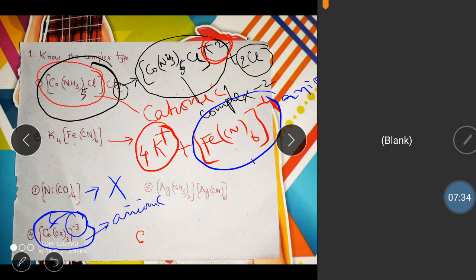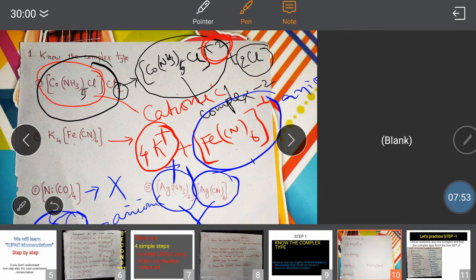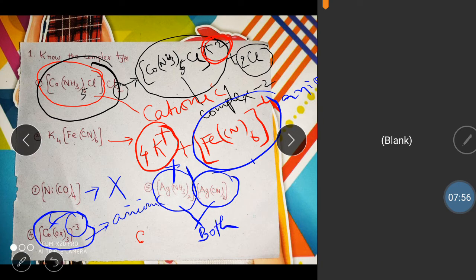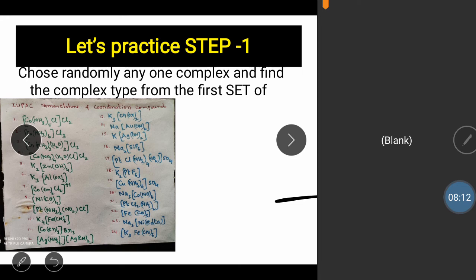Then the last one. If you see, there are two square brackets, one for this and one for this. So this is called a binuclear complex because there are two things here: one is a cation, one is an anion, and both are complex. So we call them binuclear complexes. We don't study much about binuclear complexes, so don't worry so much. We'll focus mainly on cationic, anionic, and neutral types of complexes. So let's practice step one.